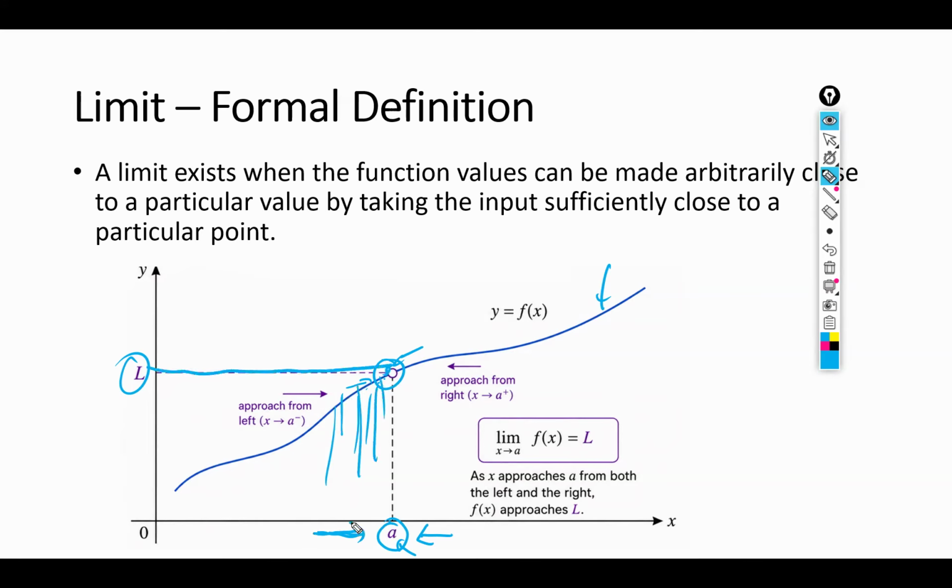That is when you go from the negative side, keep increasing towards a, or you start with something bigger than a and keep decreasing until you reach a. Again, you can see that my f(x) is getting close to this particular L. So then I can write it.